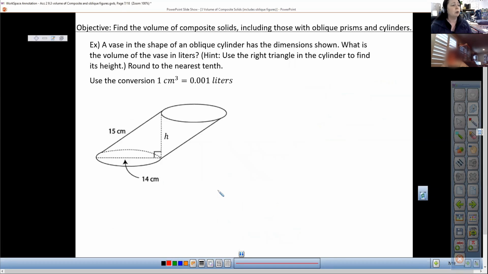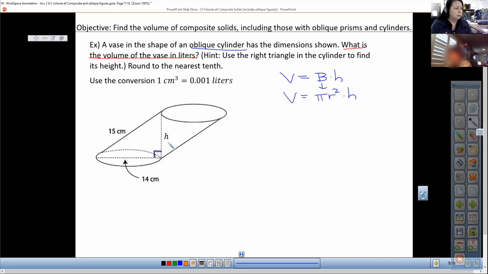So we have another oblique cylinder, and we are supposed to find the volume of the vase in liters. In order to find the volume of the vase, which is an oblique cylinder, we have base area times height. This time we're going to have to calculate base area, which is the area of a circle, pi r squared. So we need our height and we need our radius.